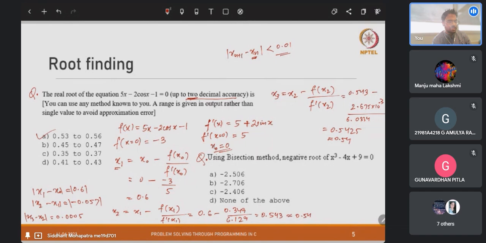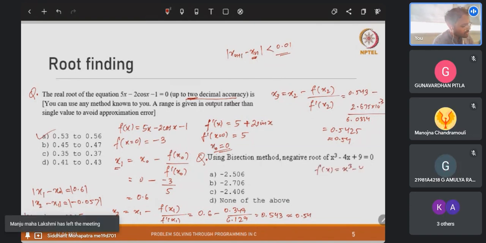So that being said, let's look at the next question. However, I'll not solve this question because I have already solved one question on bisection. I'll just help you figure out the initial condition for this. So this is a bisection method, and for the bisection method we need two initial points to start from, right? Our function is f of x, which is x cube minus 4x plus 9. We need two values such that f of x for one of the values will be positive and for the other will be negative.